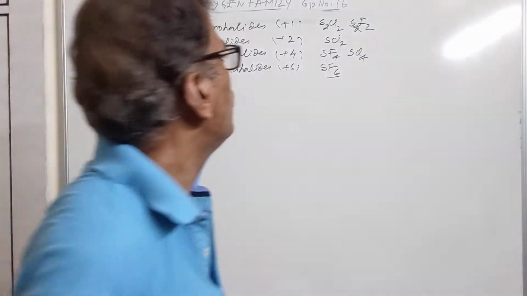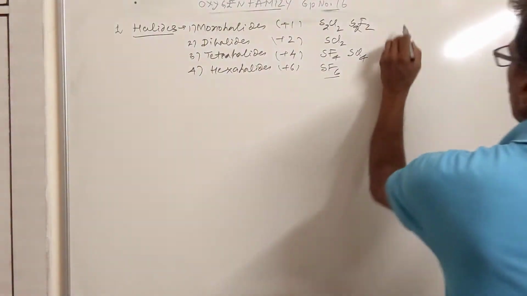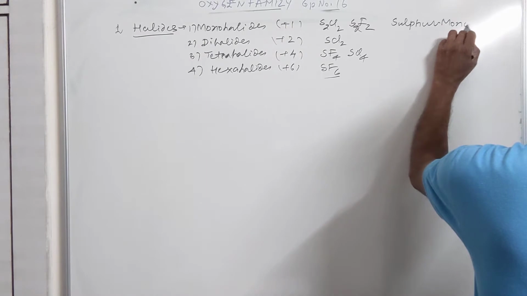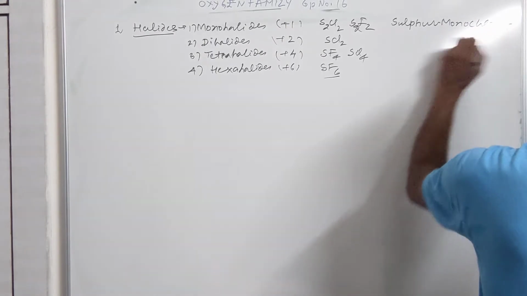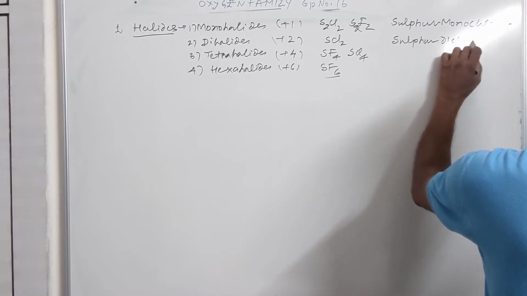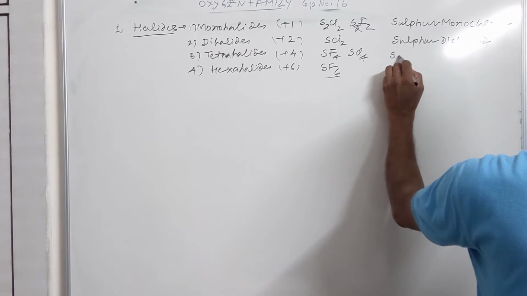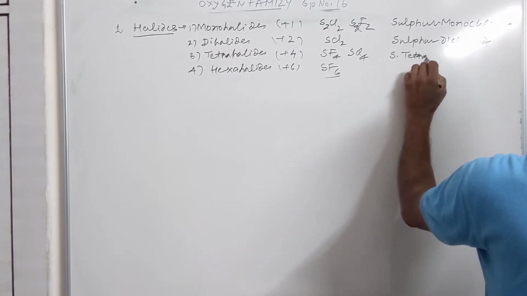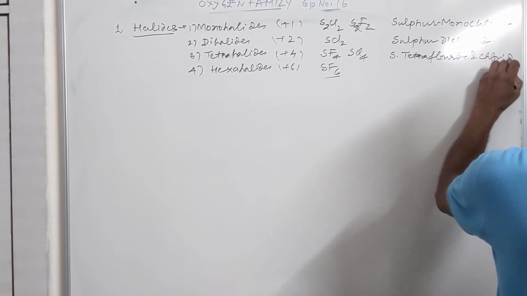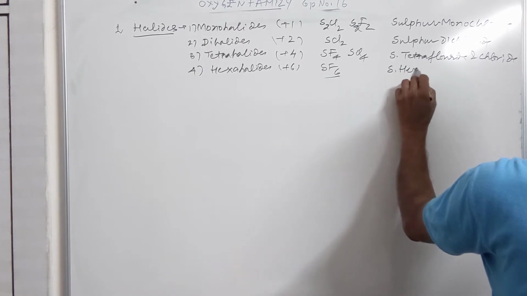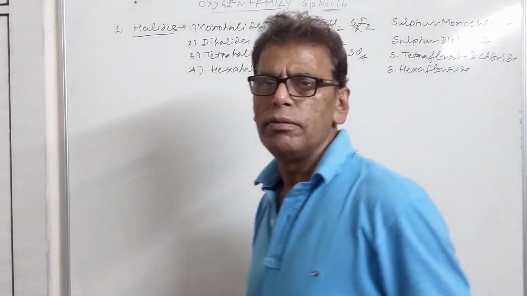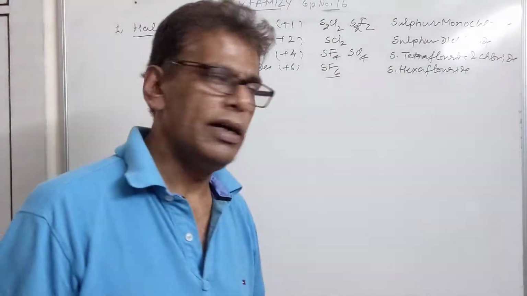And S2Cl2 is also called sulfur monochloride. This is sulfur dichloride. Sulfur tetrachloride, tetrafluoride, and chloride. Then we have sulfur hexafluoride. The monohalides are less stable, they immediately decompose into more stable dihalides.